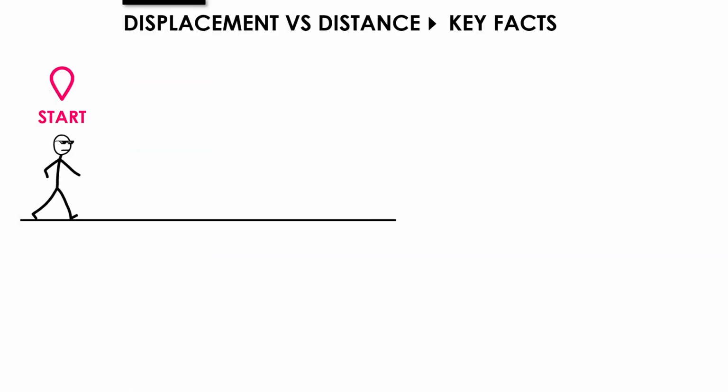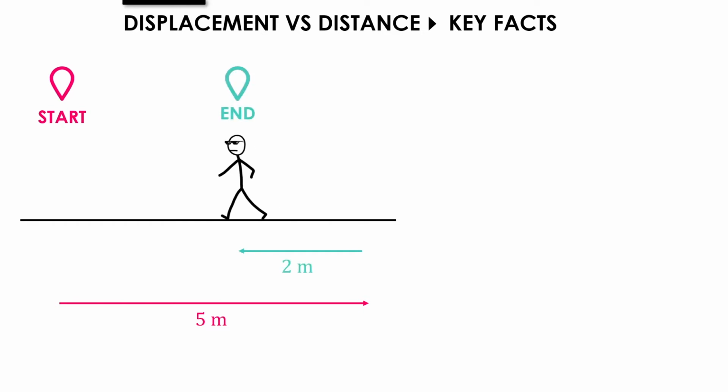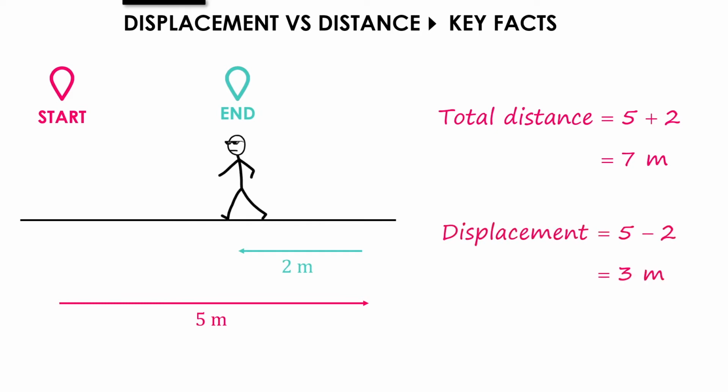Suppose we have a man and he walks 5 meters in one direction, and then he stops and walks back 2 meters in the opposite direction. The total distance travelled by the man is 5 plus 2 meters, which is 7 meters. But the displacement, which measures how far the man is from his initial position, will be different because he's travelled back towards the start position. So the displacement is given by 5 minus 2, which is 3 meters, because he's 3 meters from the position that he started in.